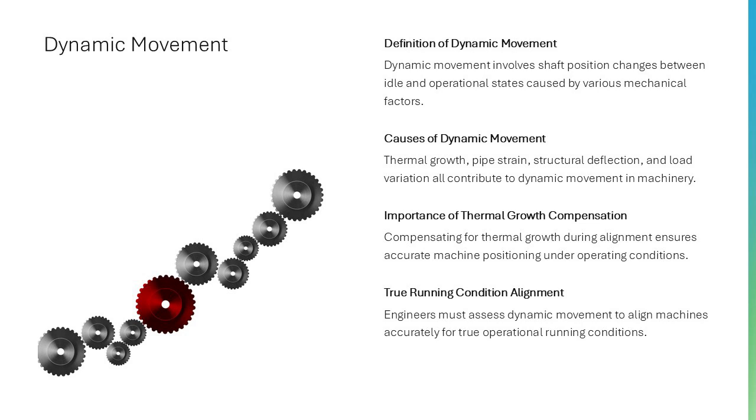This slide explains the need for thermal growth compensation during alignment and why as-found cold alignment may not represent operational alignment. Engineers must assess dynamic movement to align machines for true running conditions.